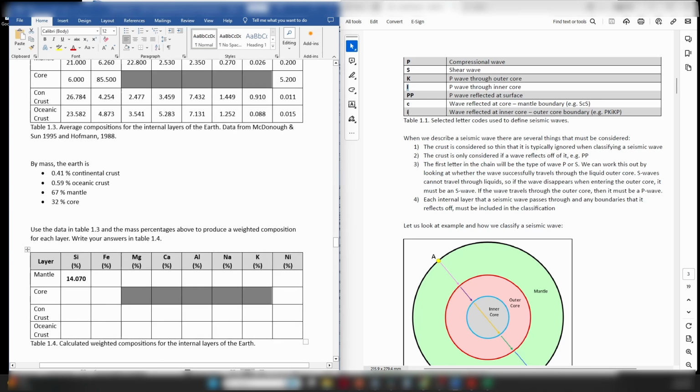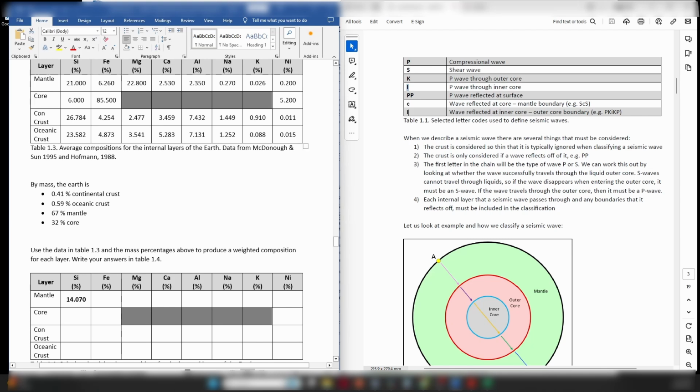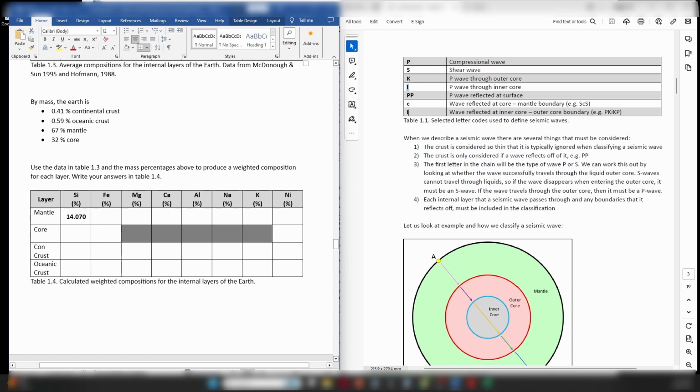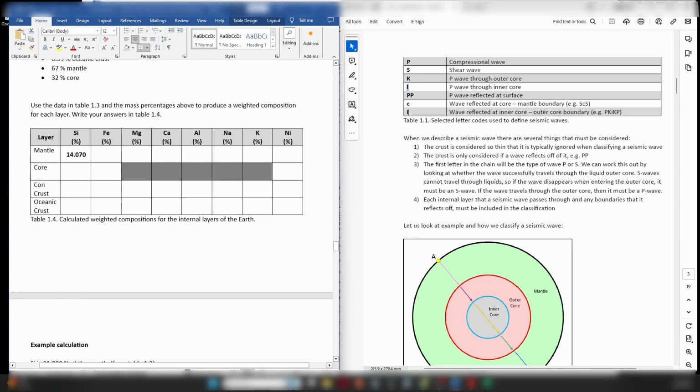In most cases, please don't go beyond 3 decimal places. There may be a couple of times, for instance, if you're doing potassium in the mantle, where you may have to go beyond 3 decimal places, you may have to go to 5 decimal places, but please don't put in too many. It just clogs up the table and makes it difficult to grade. So by doing that, for each of these elements in the 4 layers, we are going to produce a weighted composition. So you're thinking, well, what do we use that information for?